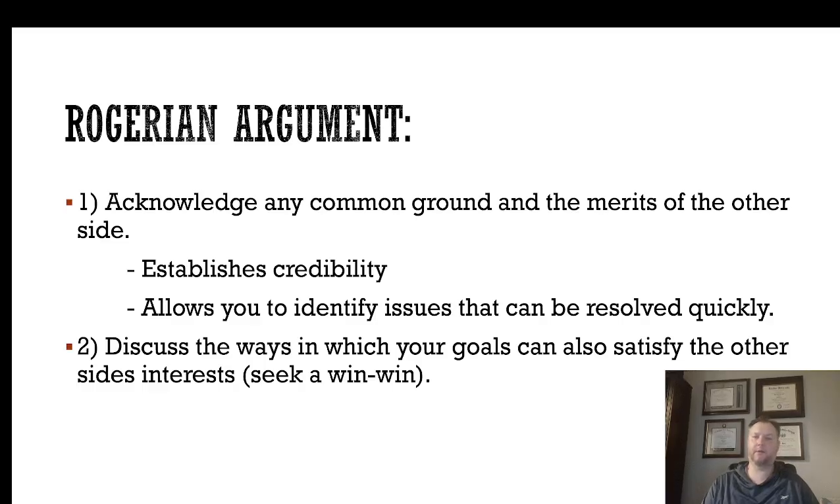So you start out by acknowledging common ground and the perspective of where they're coming from. And then you discuss the ways in which your goals can satisfy the other side's interests as well. So seek a win-win. In other words, if you're two people in a negotiation, it's explaining that if I get what I want, you'll still get what you want. Or in the scenario I've been discussing here, where they're doing A and you're trying to get them to do B, you explain to them how B will still accomplish exactly what they want.